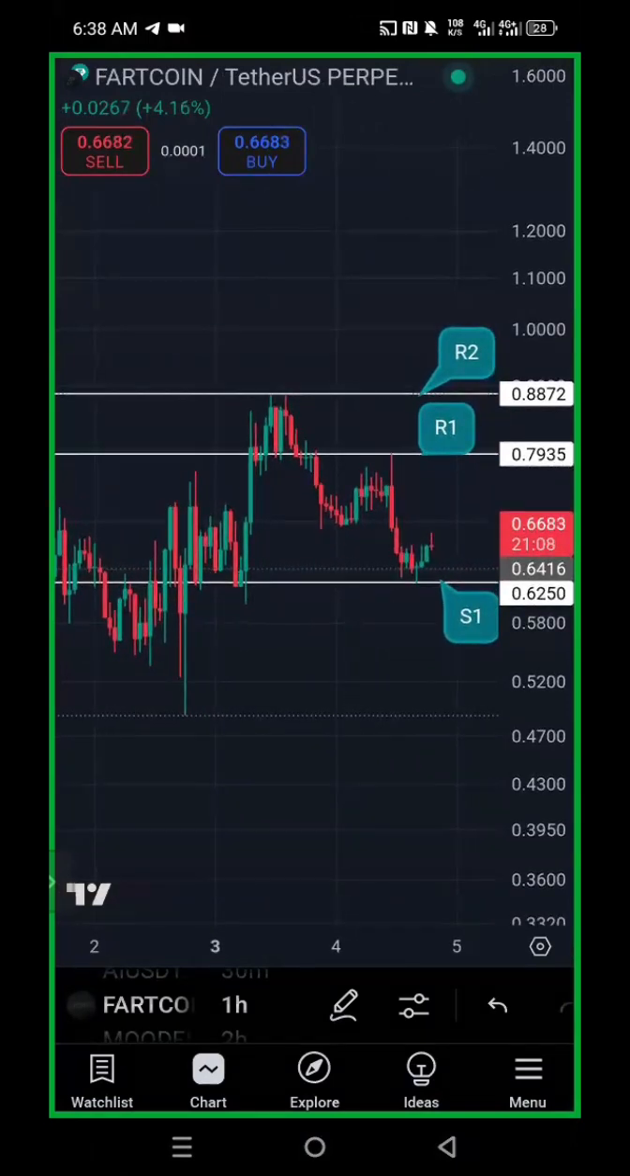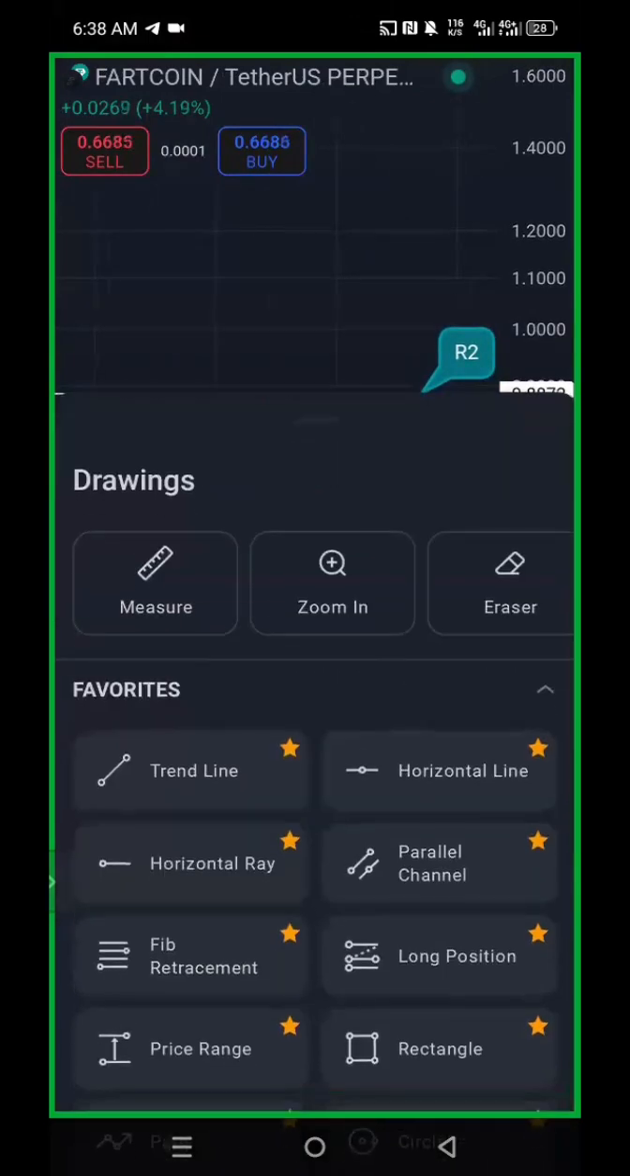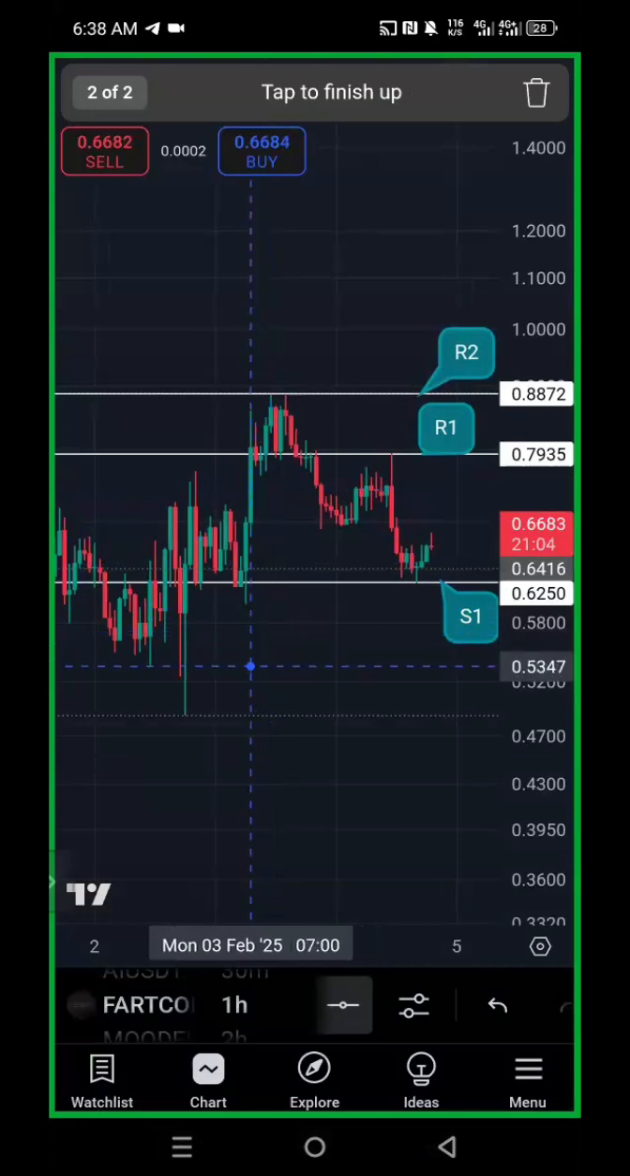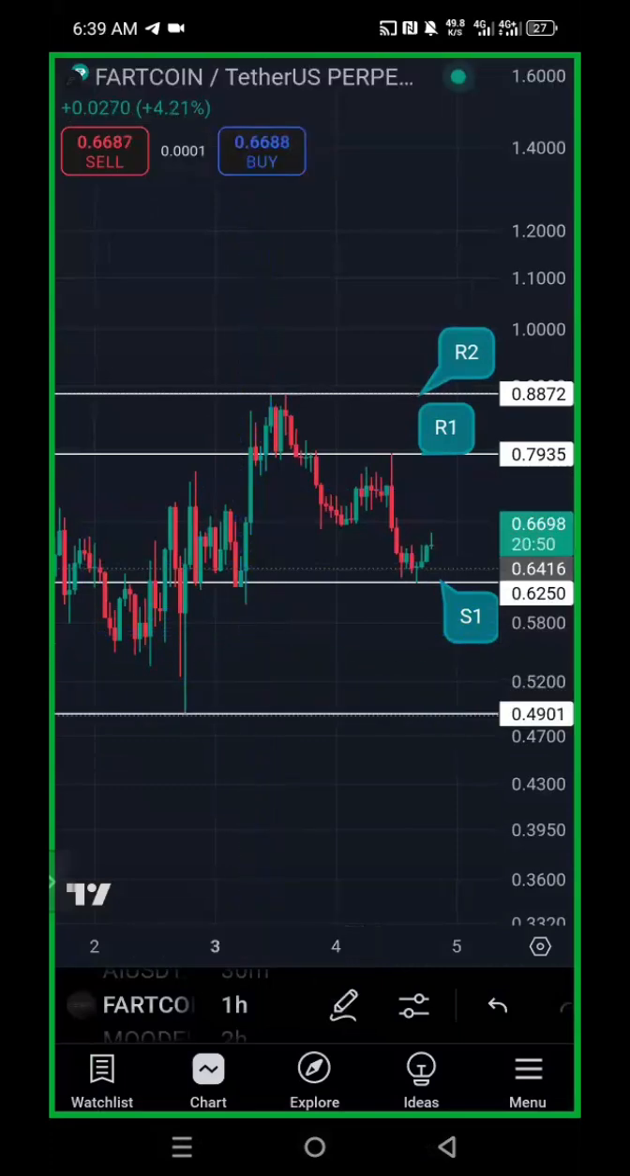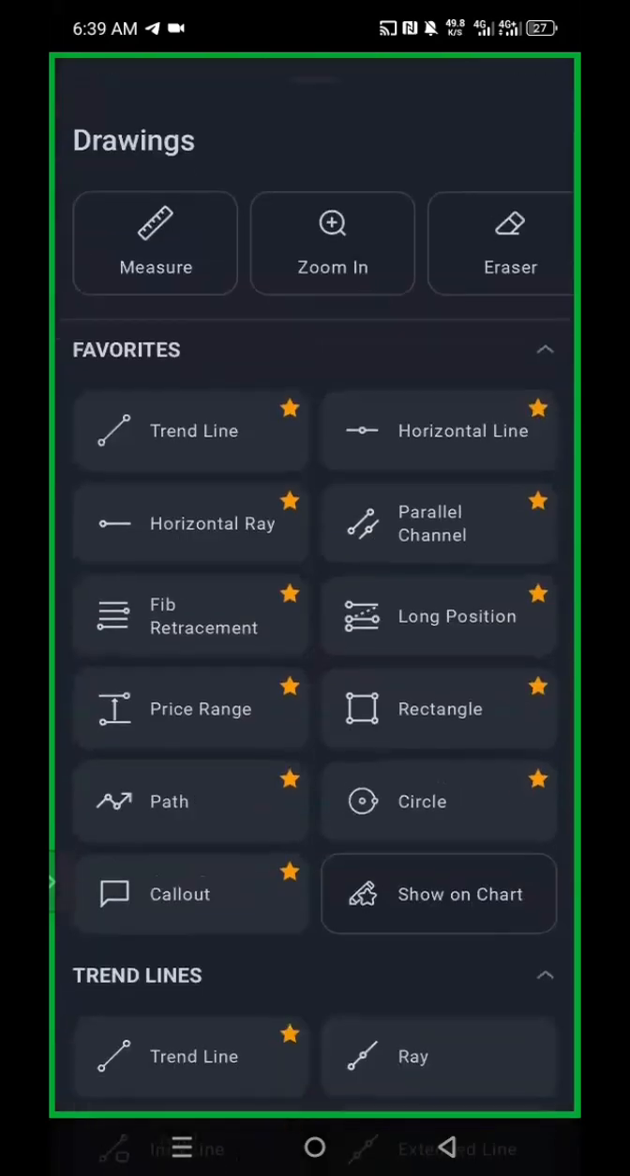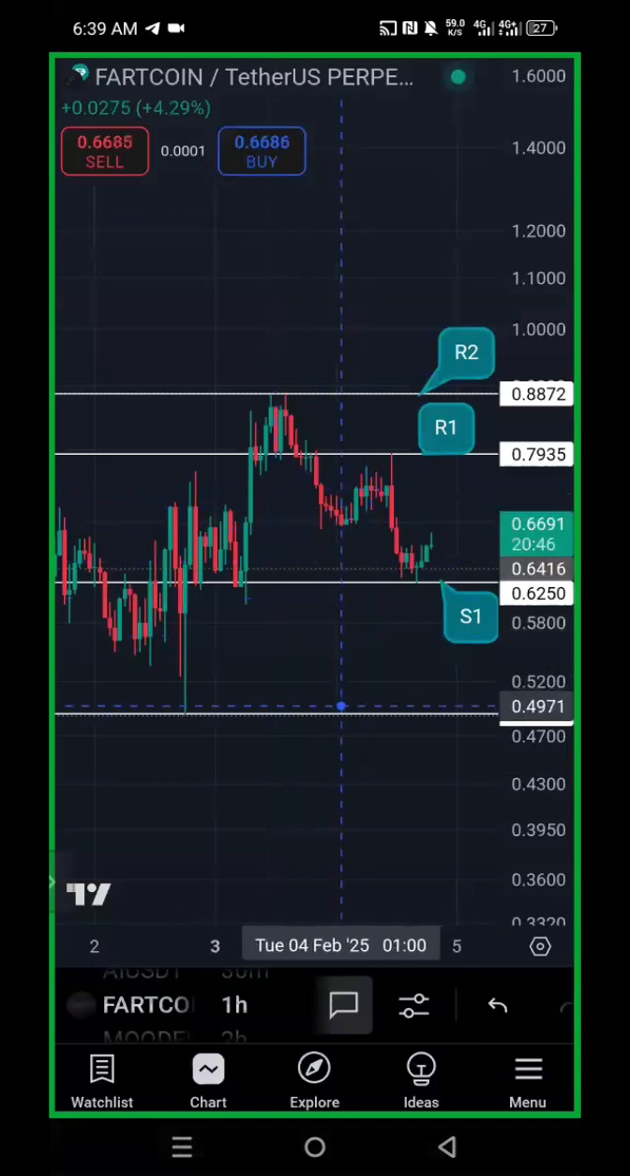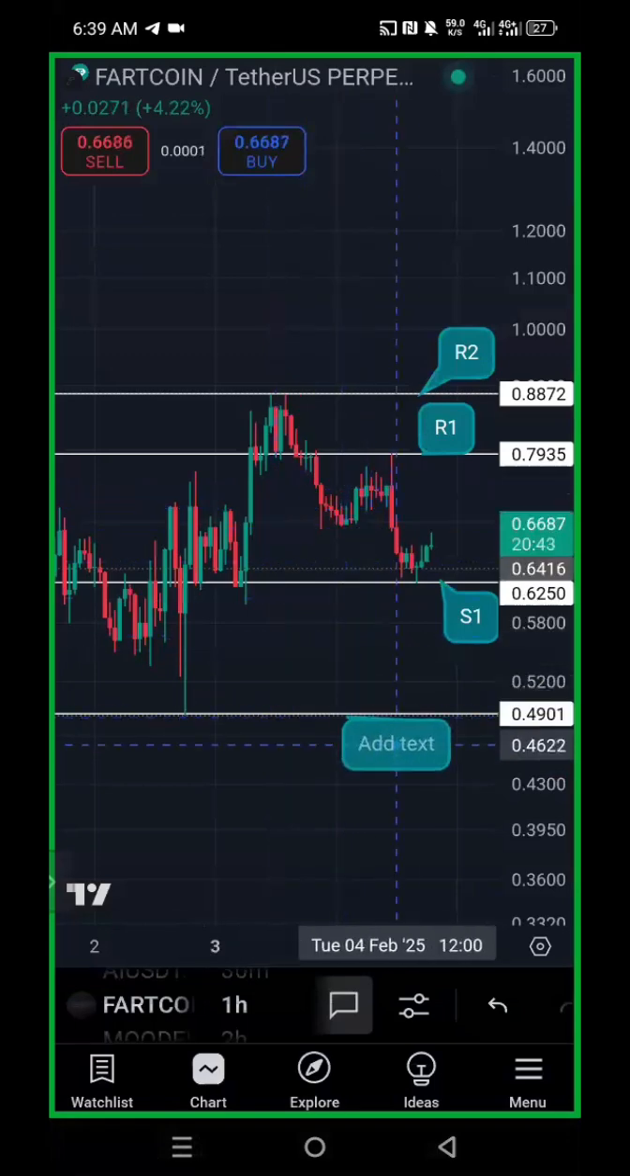Just pick a horizontal line, and then we bring it here. This one will be our support 2, all right? Support line 2. S2. This is S2.